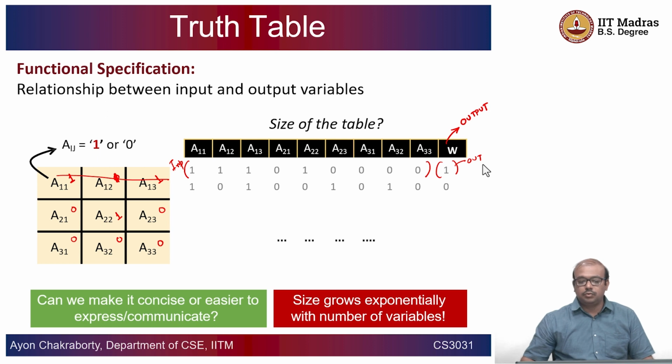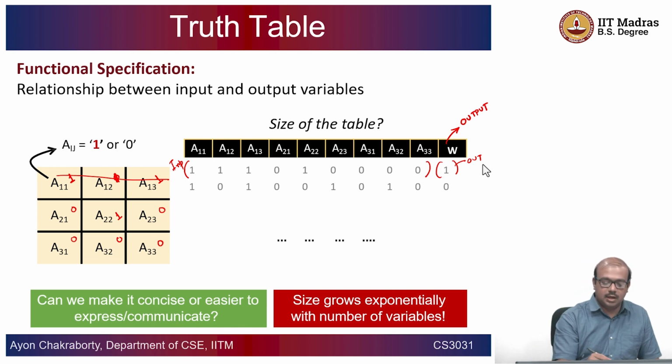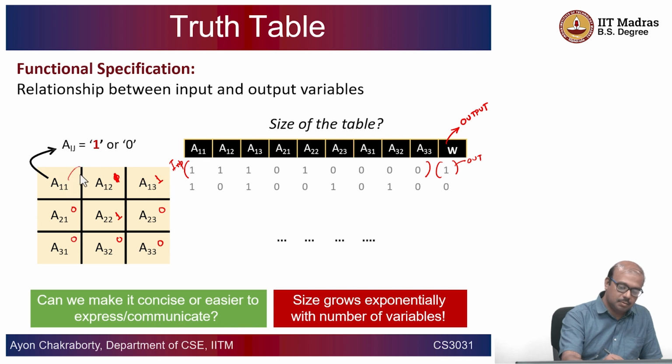So the truth table is going to be used to list down the entire set of functional specifications, the relationship between the input variables and the output variables. You can have one more situation, where I can erase the previous markings.